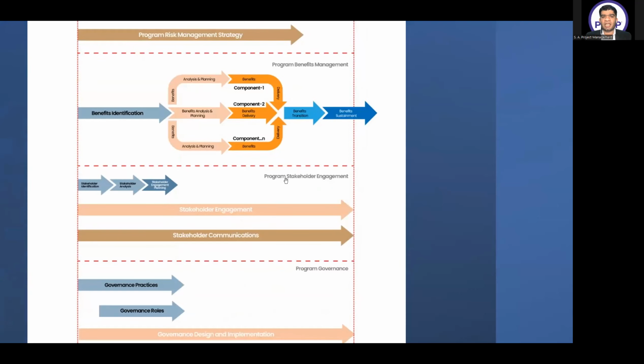The fourth domain is program stakeholder engagement. What we are doing in stakeholder engagement is stakeholder identification. Once I identify the stakeholders, where will I document this data? Please write in the chat box. Once I identify the stakeholders, where will I put the names of those identified stakeholders? Stakeholder register, right.